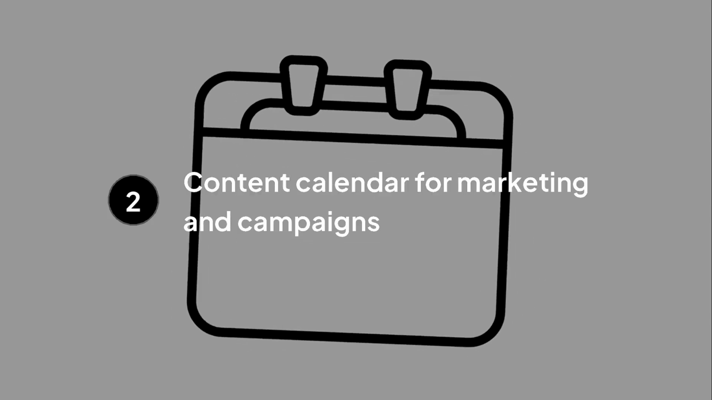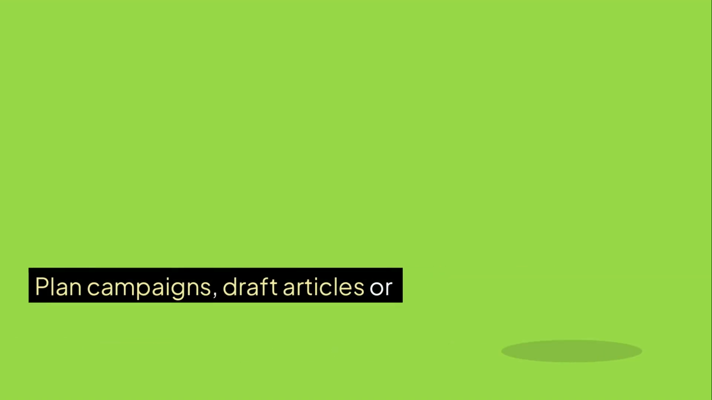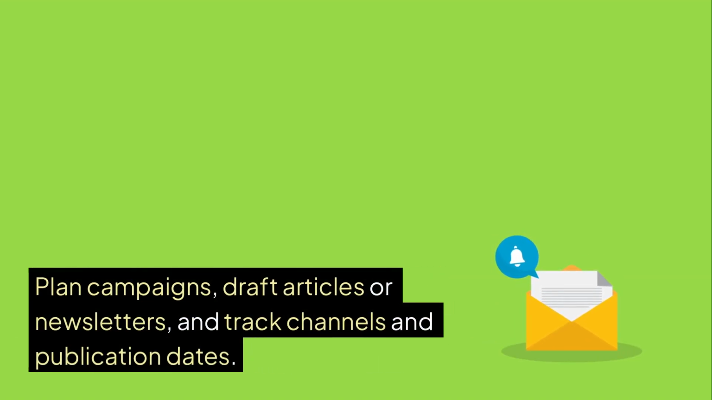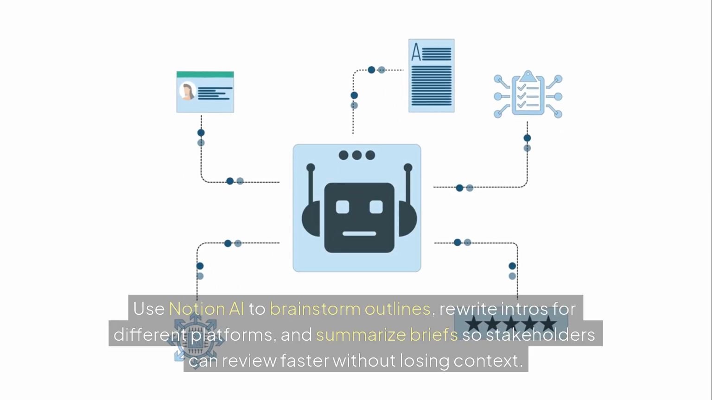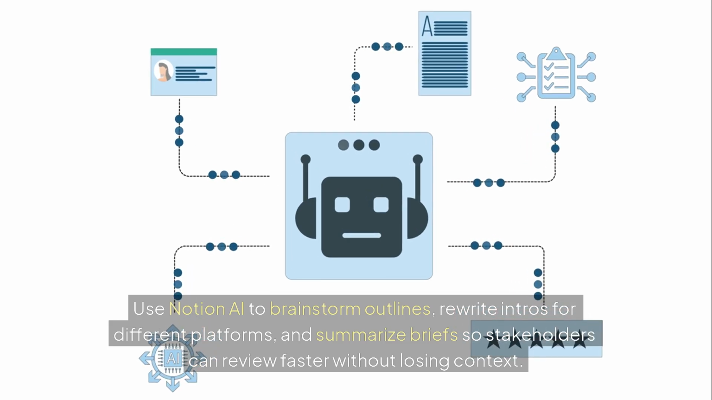For content and marketing, create a content calendar. Plan campaigns, draft articles or newsletters, and track channels and publication dates. Use Notion AI to brainstorm outlines, rewrite intros for different platforms, and summarize briefs so stakeholders can review faster without losing context.